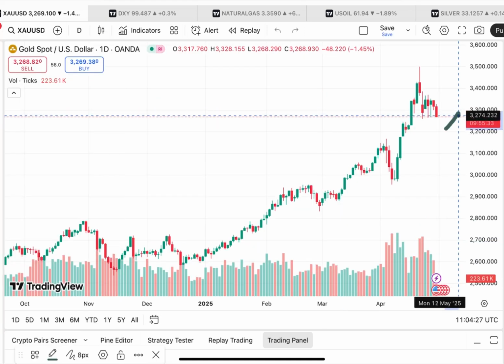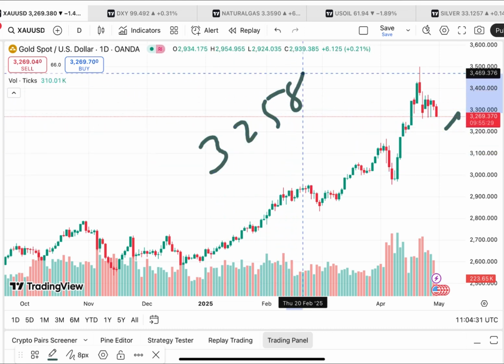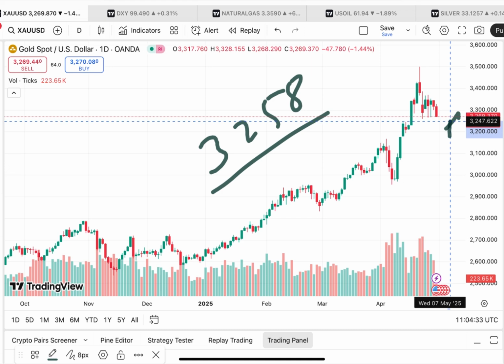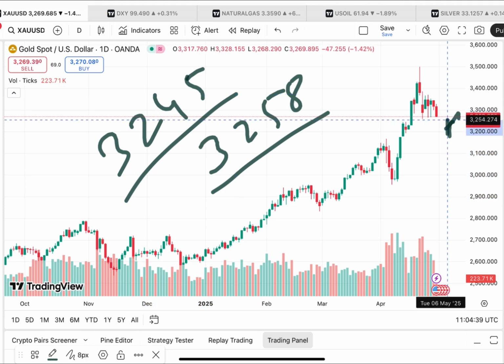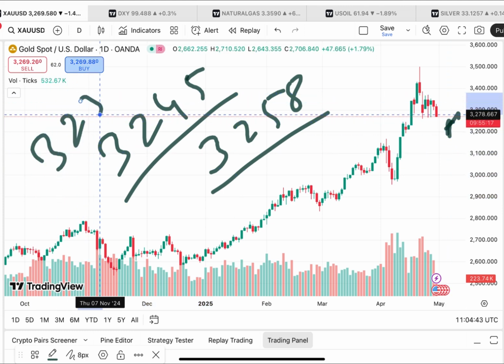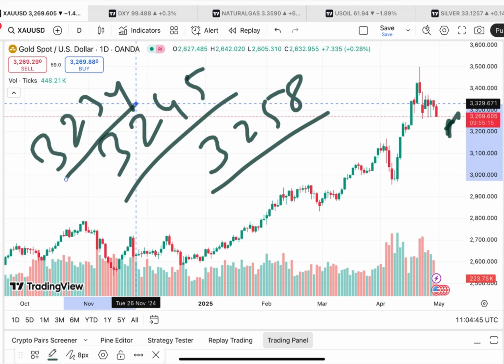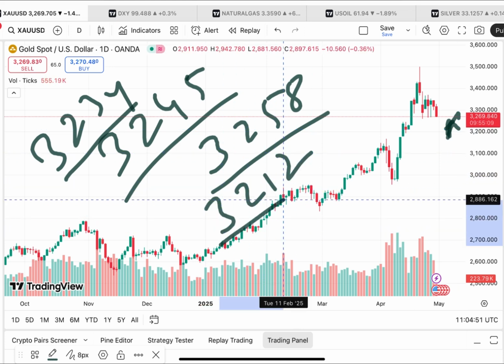$3263, and once it starts falling below this level, chances of going towards 3258 will be there. Okay, if the price starts going below that particular level, chance of going towards a level of around 3245 is there. Okay, and once the price falls below that level, chance of touching a level of 3234. Okay, and if the price moves below a level of 3234, we can see it can fall further down towards a level of $3212.